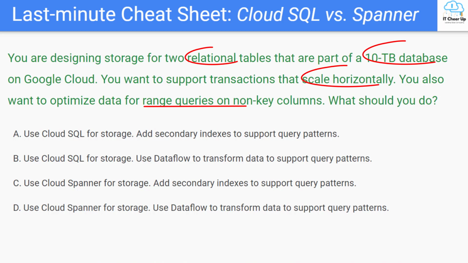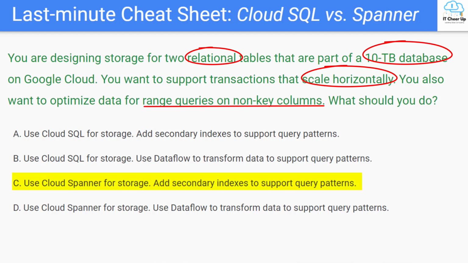Ready? I highlight the keywords of this question. If just a 10 terabytes database, then Cloud SQL should be okay. But it requires a scale horizontally. Then it should use Cloud Spanner. Adding a secondary index on the long key column makes it more efficient to look up data in that column. So the answer is C.